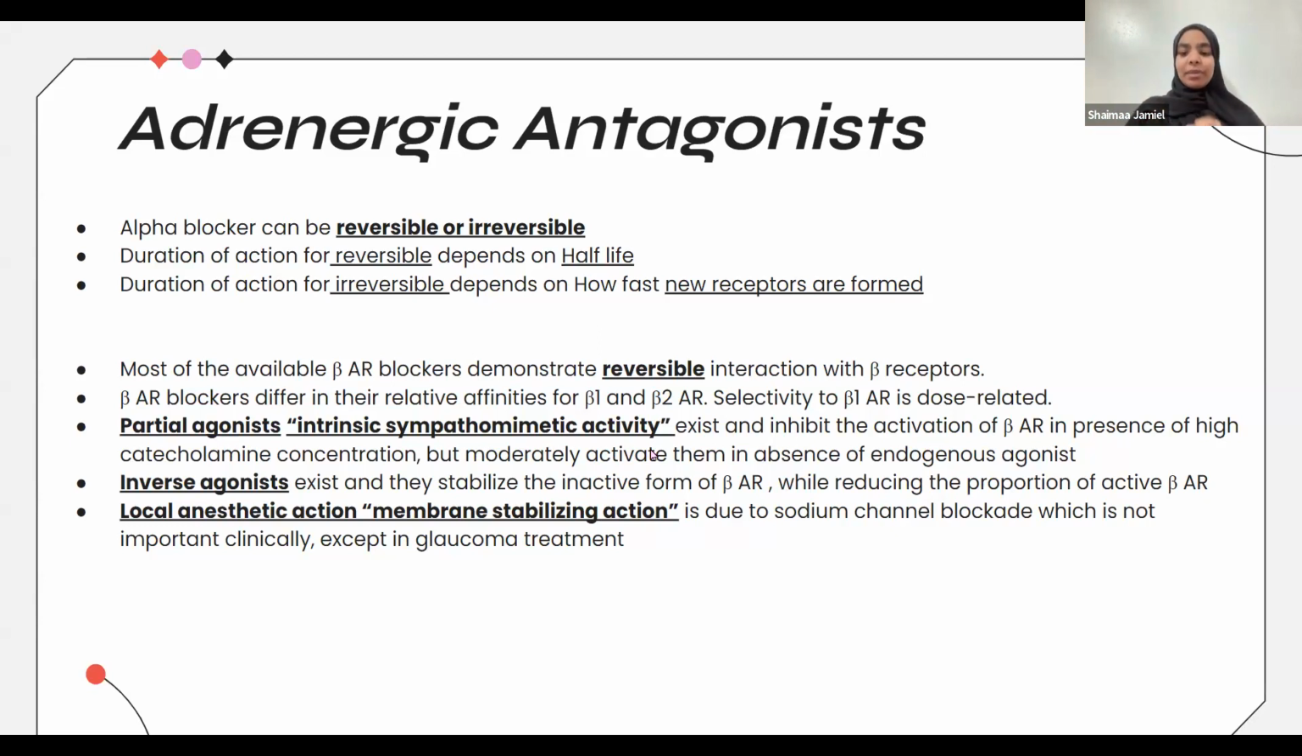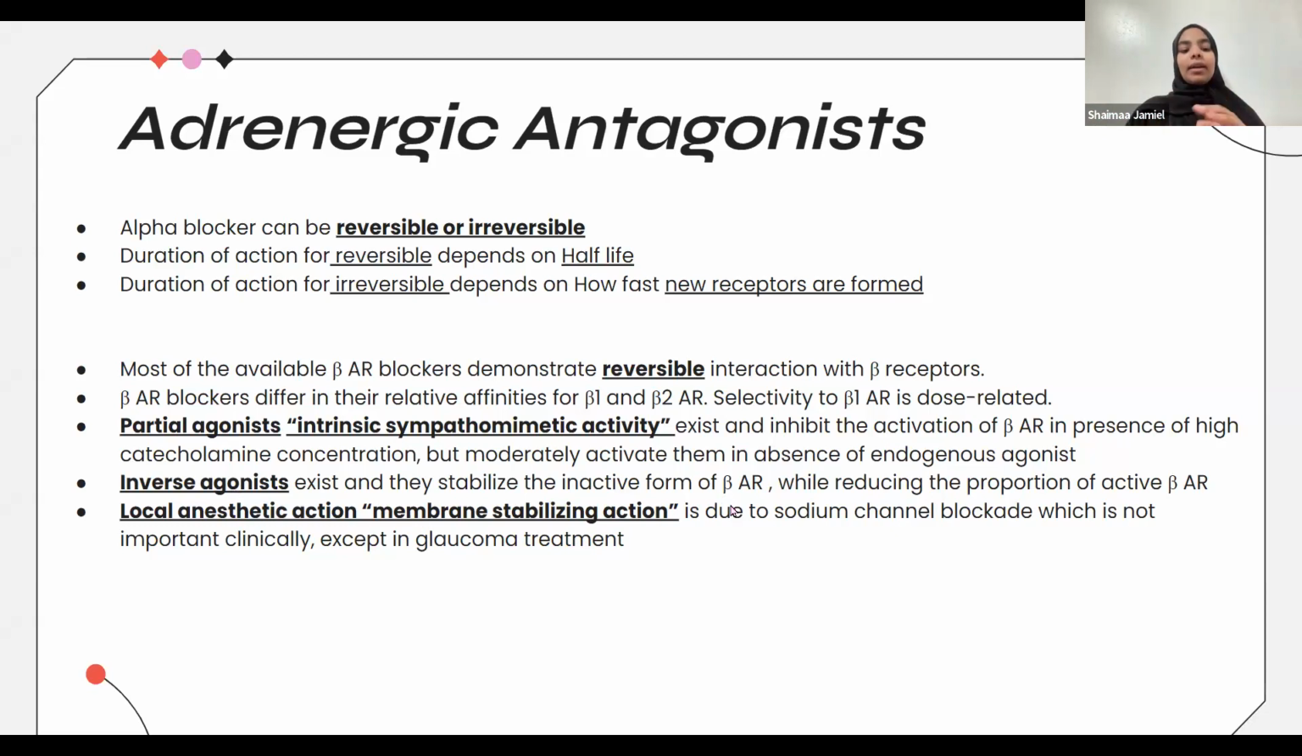Inverse agonist, from the name, it's inverse. So an antagonist produces no effects. An inverse agonist is going to produce the opposite effects of what is normal for the receptor. So for example, say that beta receptors are going to cause bronchodilation. If you put an antagonist, nothing's going to happen. If you put an inverse agonist, then this is going to cause the opposite effect, which is, for example, bronchoconstriction.